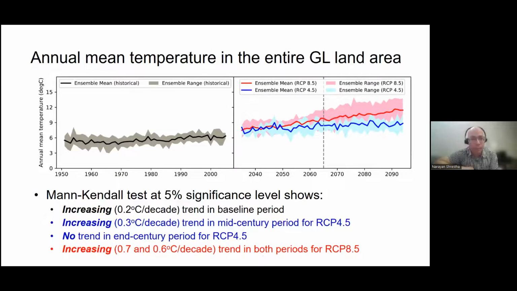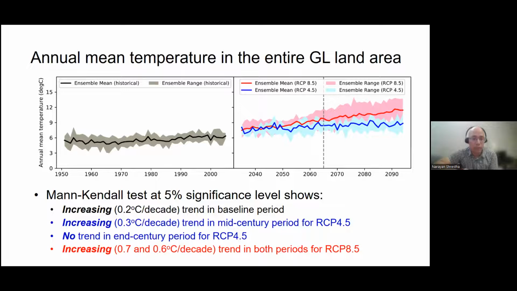Next slide. Similar time series plot for annual mean temperature. Again, we are talking about the Great Lakes land area, so we have to be clear about that. This presentation is only about land areas. What we have seen in the left panel is historical, and in the right panel is the future period.